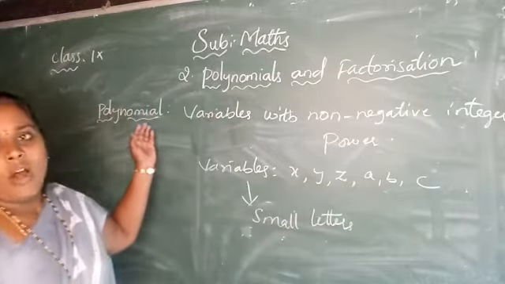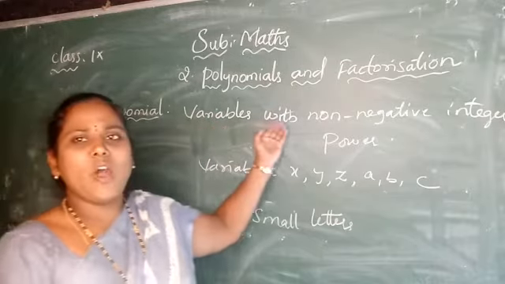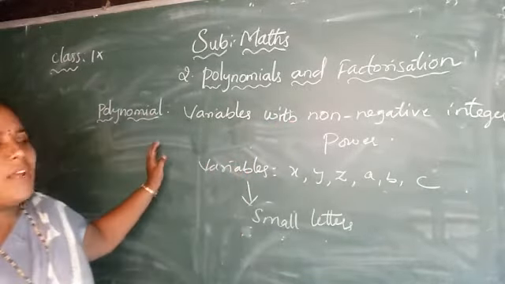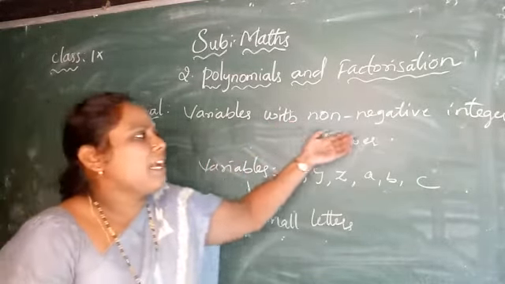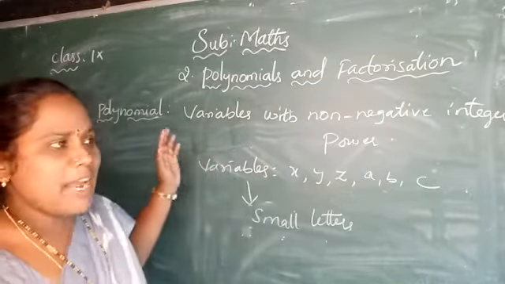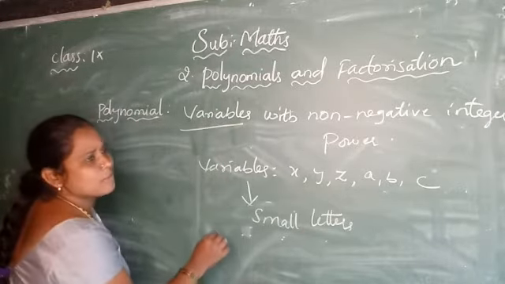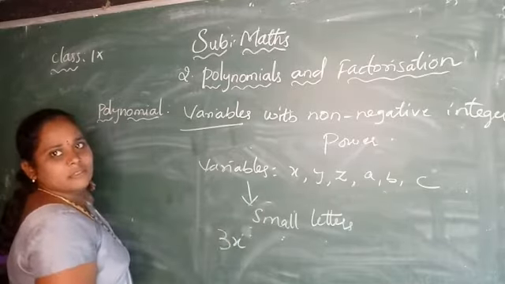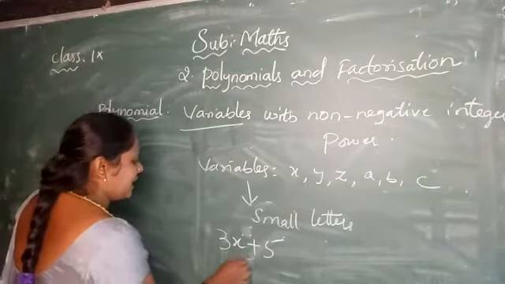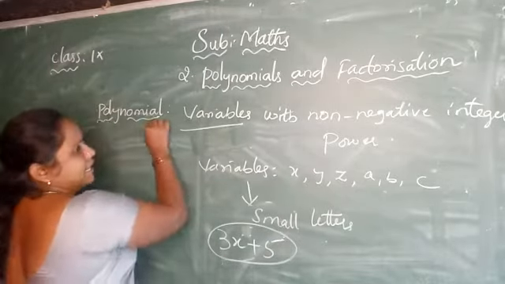So what is a polynomial? An algebraic expression with variables and non-negative integer powers. So a polynomial is nothing but variables with non-negative integer powers. We call it a polynomial. I think you are clear now. I will tell you an example: 3x plus 5. It is an algebraic expression in x, so we call it a polynomial.